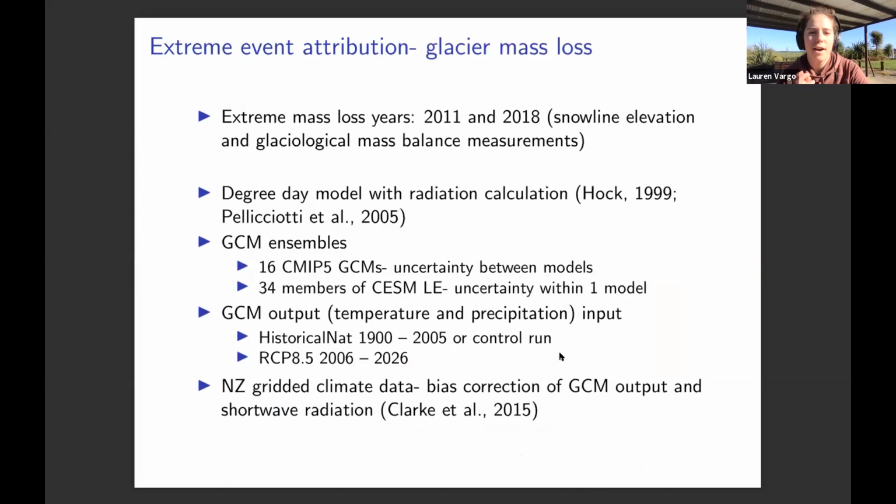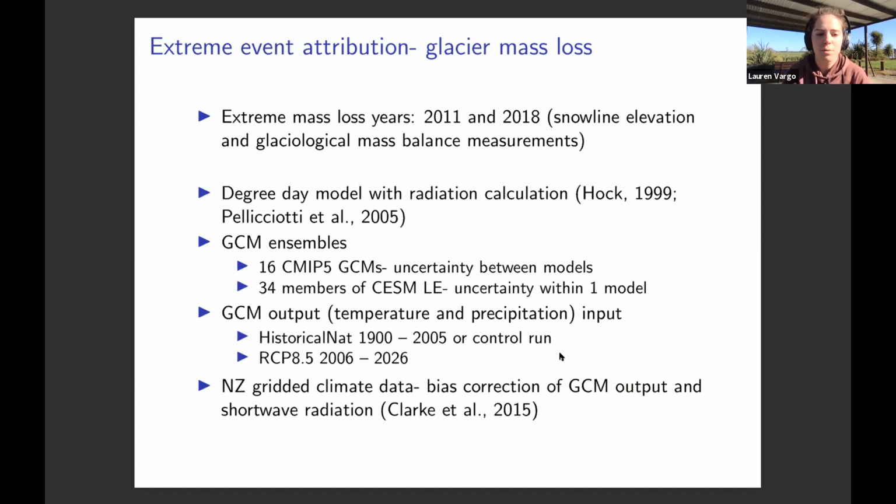So to do that, I identified the 2 years when New Zealand glaciers lost the most mass. That was 2011 and 2018, and that came from those snowline elevation measurements and the glaciological mass balance measurements. We then used a degree day model with an added radiation calculation so that it worked a bit better to simulate glacier mass balance.